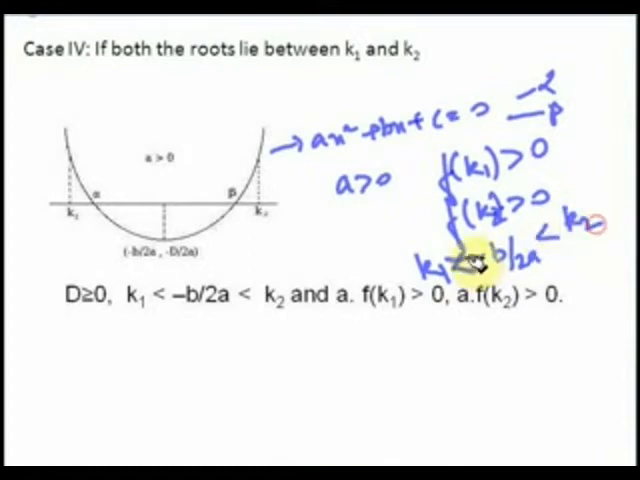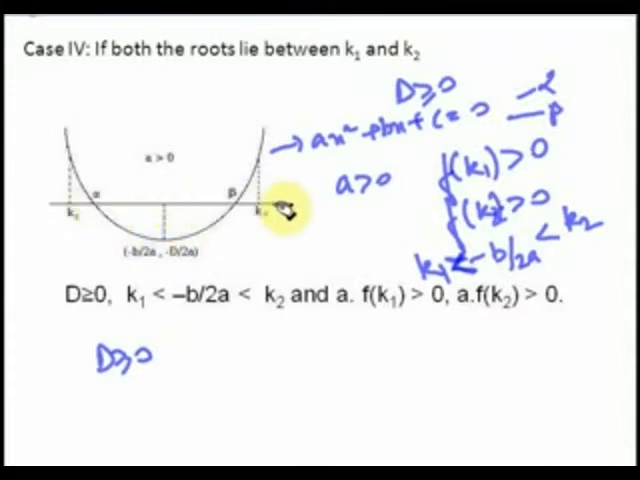Also minus b upon 2a should be greater than k1 and should be less than k2. And d should be greater than 0 for the roots to be real and distinct. It can be equal to 0 because if both the roots are equal, that is the sufficient condition.